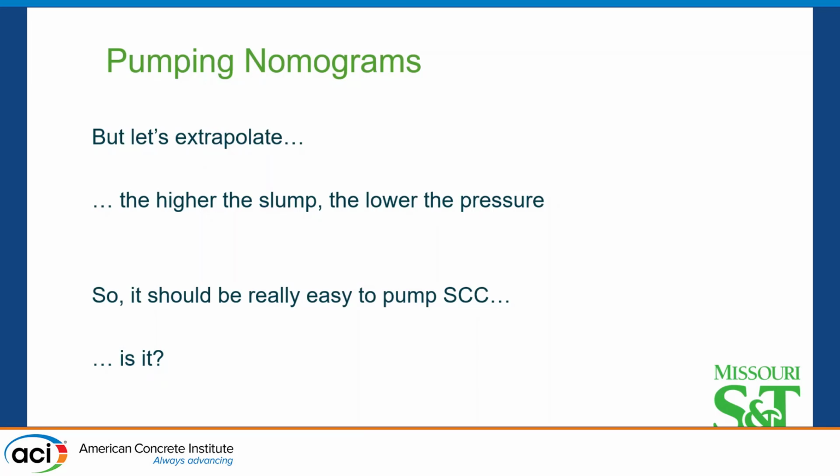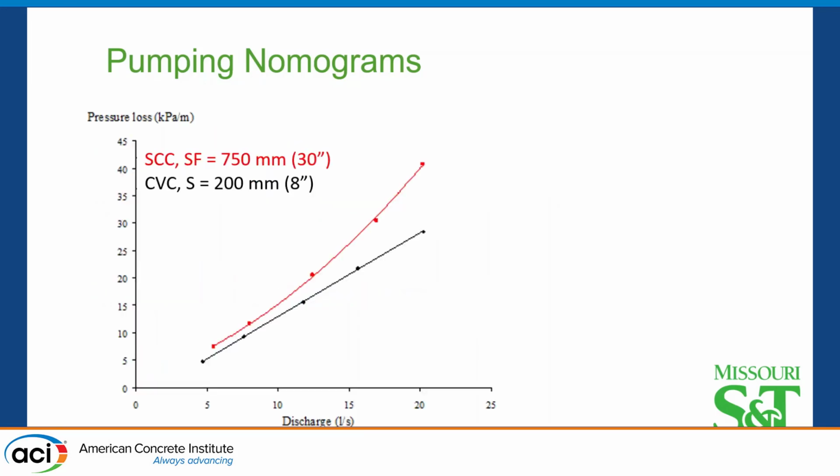Question, is it? And I've dug up some old graphs from when I was still doing my PhD. This is just a pressure loss flow rate relationship for a conventional vibrated concrete with a slump of 8 inches and a really decent self-consolidating concrete with a slump of 30 inches.